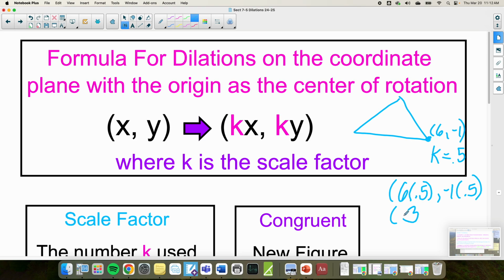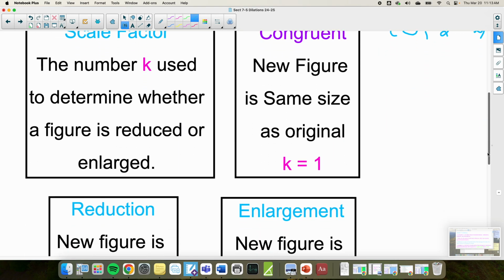And half of 6 is 3, half of negative 1, I'll just write it as either negative 1/2 or negative 0.5. So that's what we'll be doing today again.